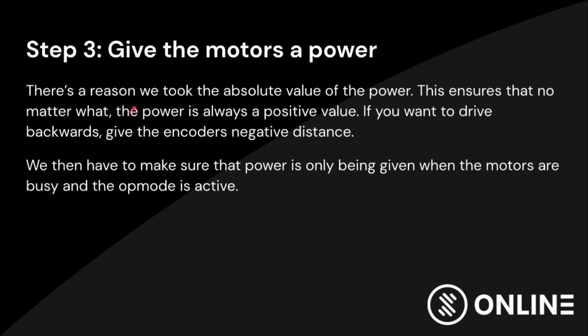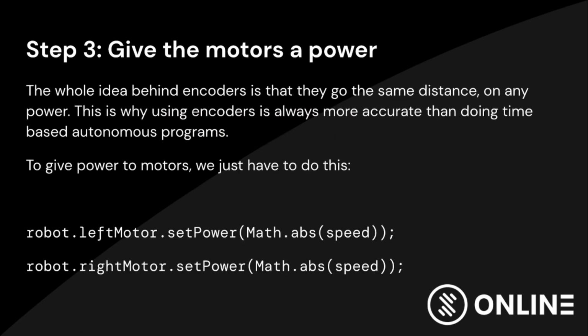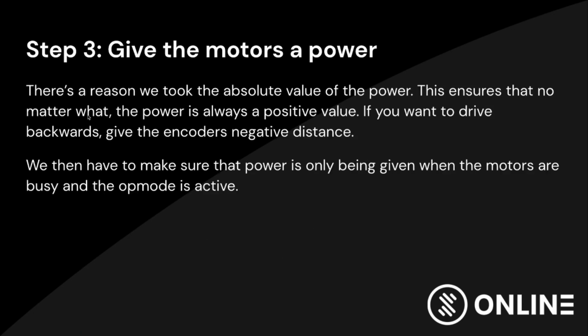And so, like I said, there's a reason we took the absolute value, and that just converts any value that we feed into it to a positive value. This ensures that no matter what, power is always positive. If you want to drive backwards, give the encoders negative distance. We then have to make sure that power is only being given when the motors are busy and the op mode is active. Otherwise, the loop won't run, because this is all done inside a big while loop.